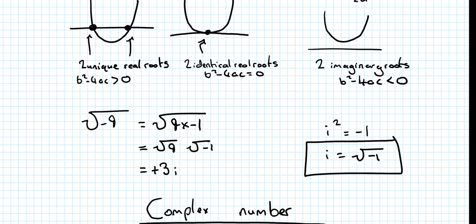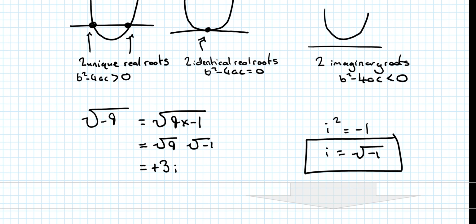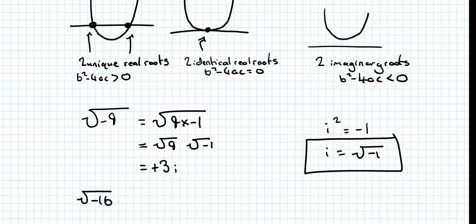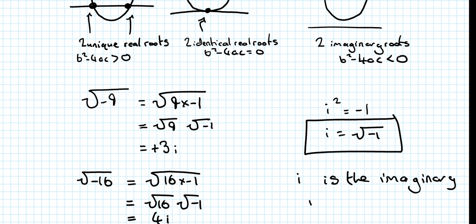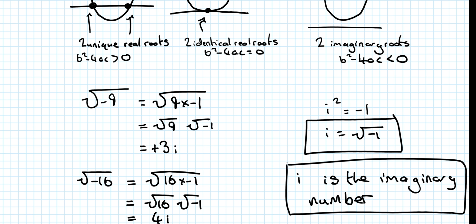Okay, and that goes for any square root. We could say the square root of minus 16 is split apart to the square root of 16 times minus 1. Square root of 16, square root of minus 1 ends up being 4i. And we leave it like that. So again, i is the imaginary number. Effectively, you can treat it like x or y. You can treat it as if it was another variable.